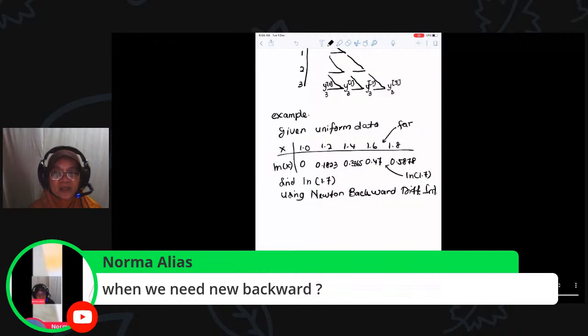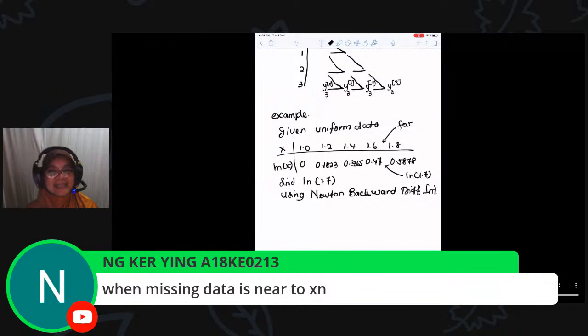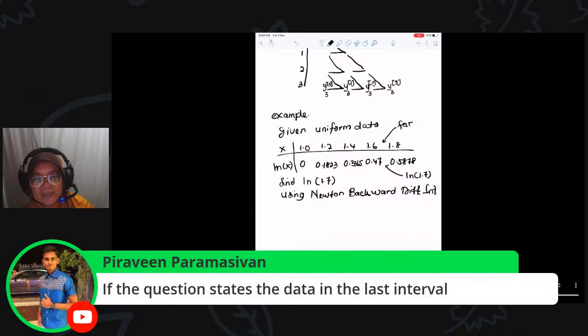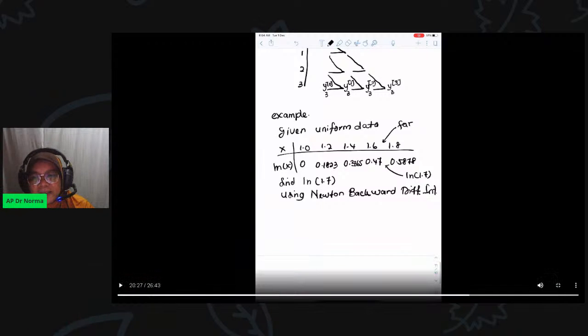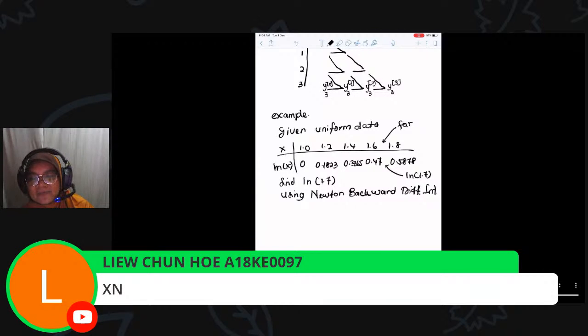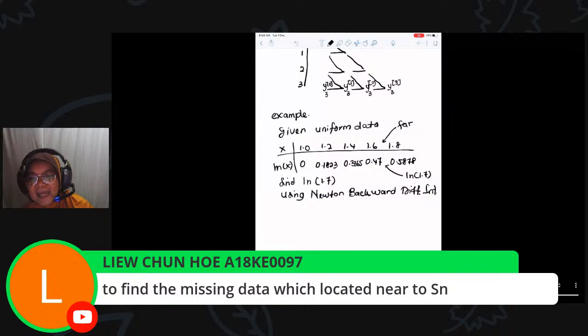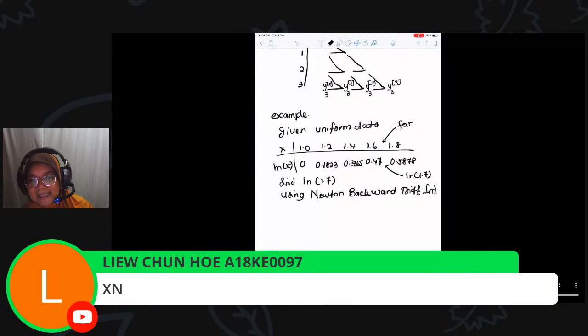Because Newton forward is to find the missing data near to x0. Newton backward is near to xn. Good. Xn, the last grid you need to find using Newton backward. Very good, Piravan. Thank you very much, Piravan. So xn, in our case is xn.